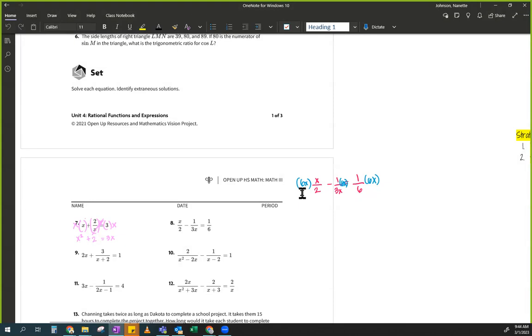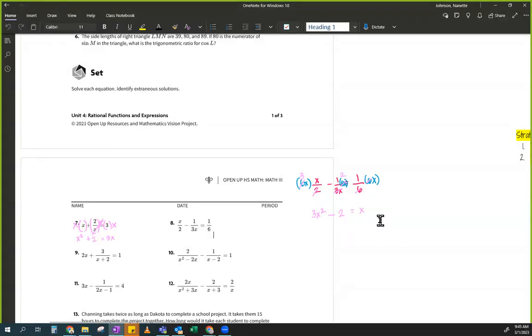When I multiply 6x times x and then divide it by 2, you should see that the 6 cancels with the 2, leaving a 3. So here's 3x squared. So far so good, because I don't have a denominator here other than 1. Then for this one, 6x divided by 3x is just 2, so I get minus 2. And here, 6x divided by 6 is just x, because 6 divided by 6 is 1. So we say equals x.